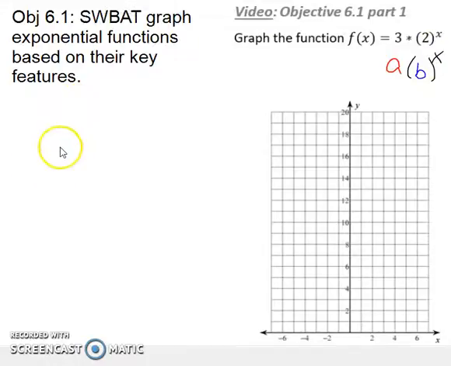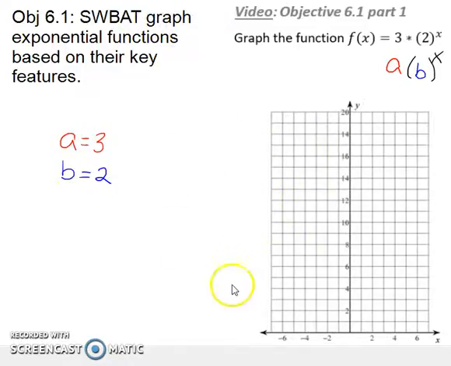So in this case, it's pretty obvious. Our a is 3. That's our y-intercept or our initial value, and our multiplier is 2. That means every subsequent iteration forward gets multiplied by 2, and going backwards divides by 2.